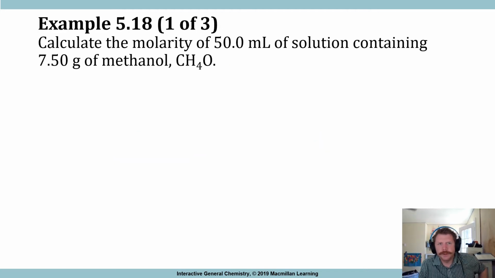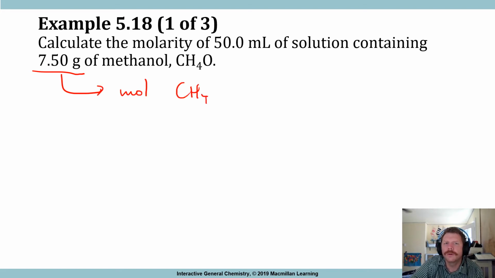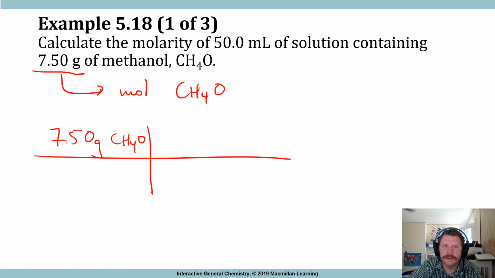Now if we look at this question right here, it's a little bit tricky. Calculate the molarity of 50 milliliters of a solution containing 7.5 grams of methanol. What do we do with that? Well, you know how to do this. The first thing that you need to do is take this mass and convert it to moles of CH4O, or methanol. So 7.50 grams of CH4O. I know that the molar mass of methanol is 32.04 grams CH4O per 1 mole.